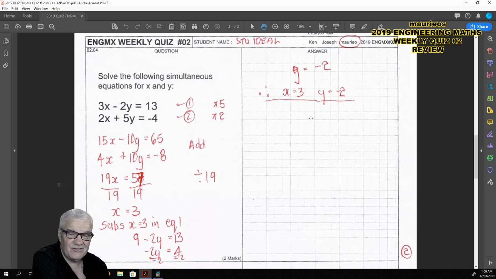So here's my answer here. x equals 3, y equals negative 2. So we could try it in here and see what happens. 2 times 3 is 6.